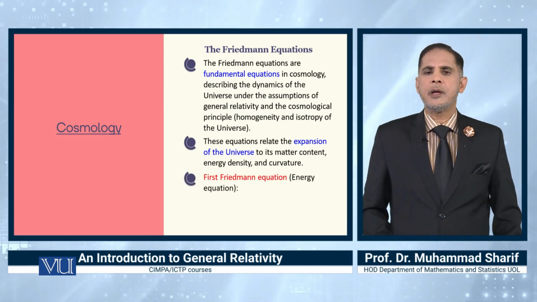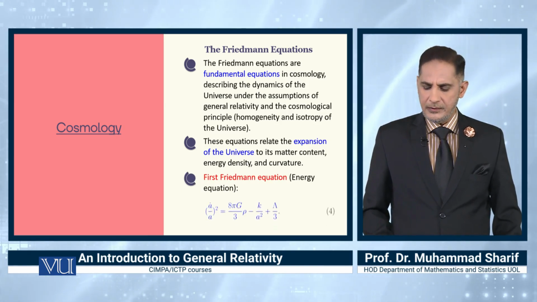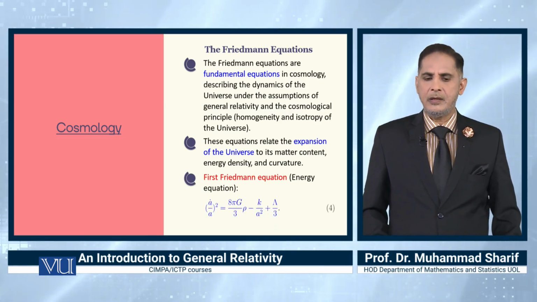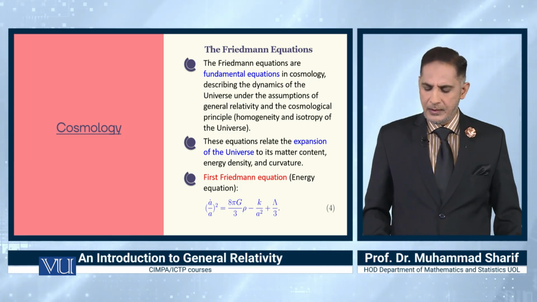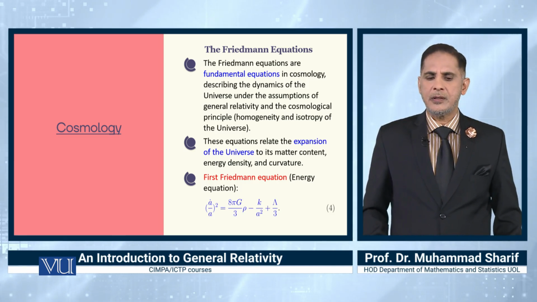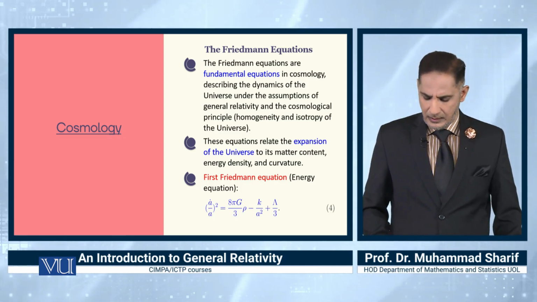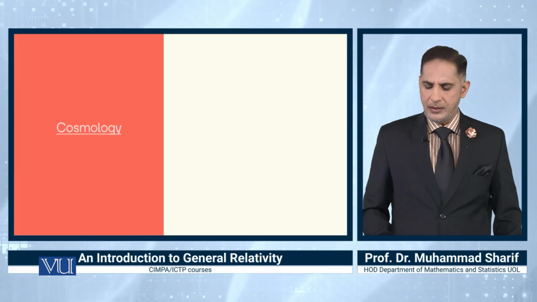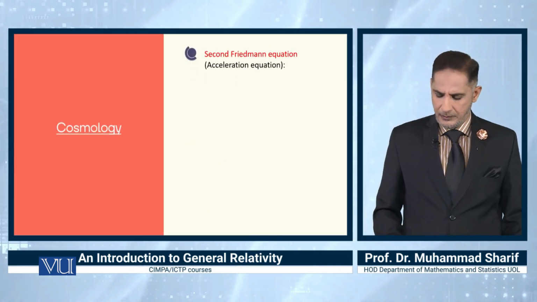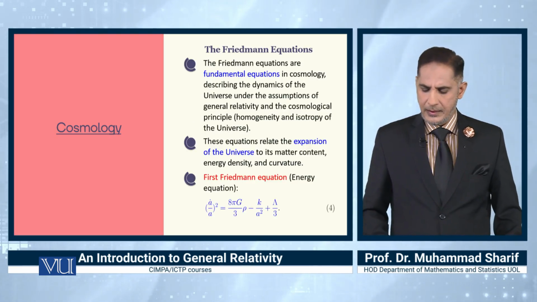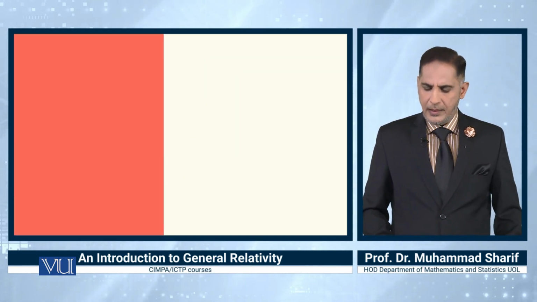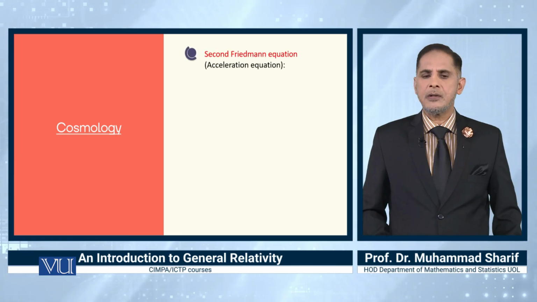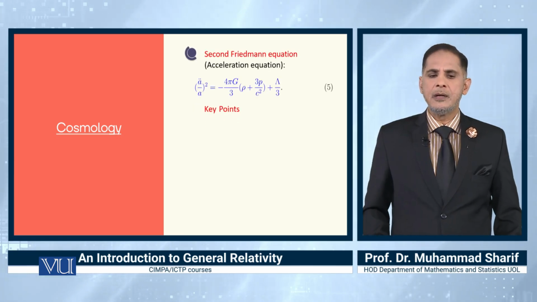The first Friedmann equation is called the energy equation, and this is given as follows. Here obviously A dot is the time derivative of the scale factor, G is the gravitational constant, rho is the density, k is the curvature and lambda is the cosmological constant. Next is the acceleration equation, the second equation. Here you can see we have the double derivative of the scale factor.